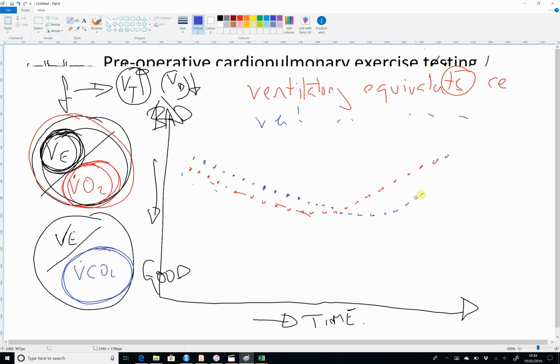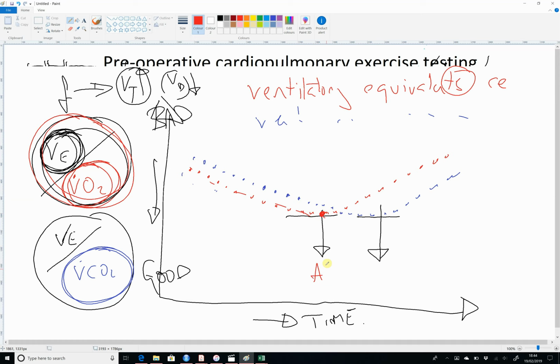So what you'll notice is they both improve, gas exchange improves for both in a similar pattern, and they both have a nadir. But the nadir for oxygen happens before the nadir for carbon dioxide. And the nadir, the lowest value for the ventilatory equivalent for oxygen, is usually coincident with the anaerobic threshold.